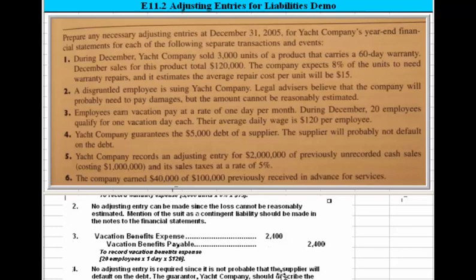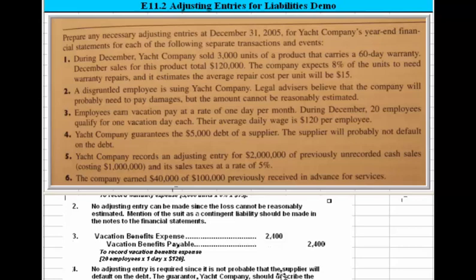Okay, I've also simply seen this called vacation expense, and in some companies they don't even separate the vacation, they just lump this into salaries and wages. Okay, and how did we come up with the $2,400 amount? We took the $120 times 1 day times 20 employees. And the liability we record is vacation benefits payable.